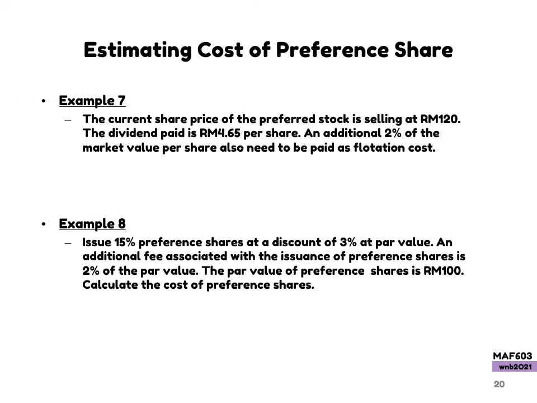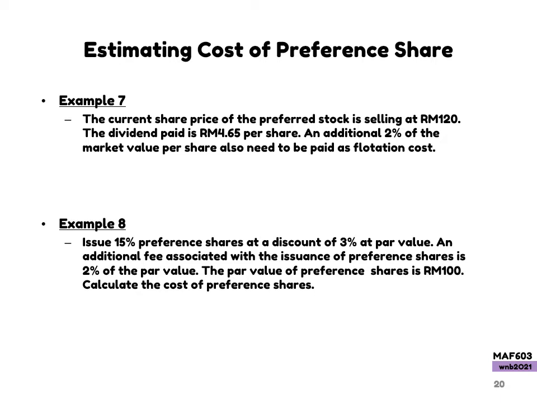Let us try one example, example 7. The current share price of the preferred stock is selling at 120 ringgit. So this is the market value of shares. Dividend paid is 4 ringgit 65 cent per share, so the dividend amount is given here. An additional 2% of the market value per share also needs to be paid as flotation cost.